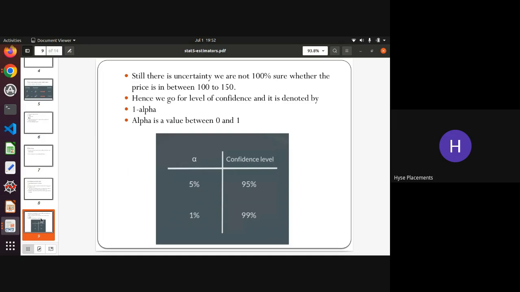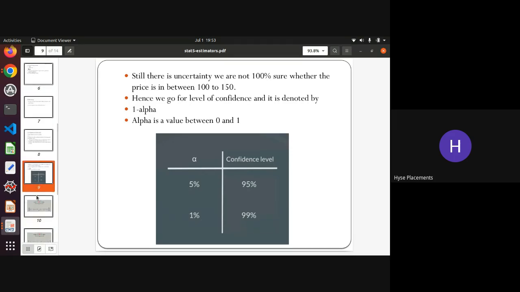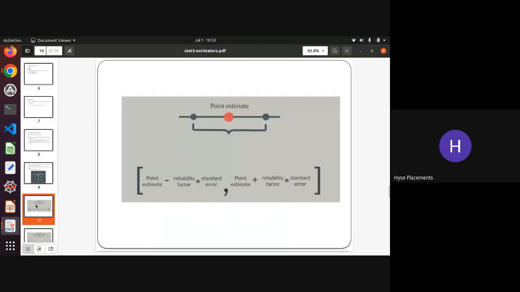So we have this level of confidence, and it is denoted by 1 minus alpha. Alpha is a value between 0 and 1. For example, if we have 95% confidence, then the alpha value will be 5%. And if you have a 99% confidence level, then the alpha level will be 1%.